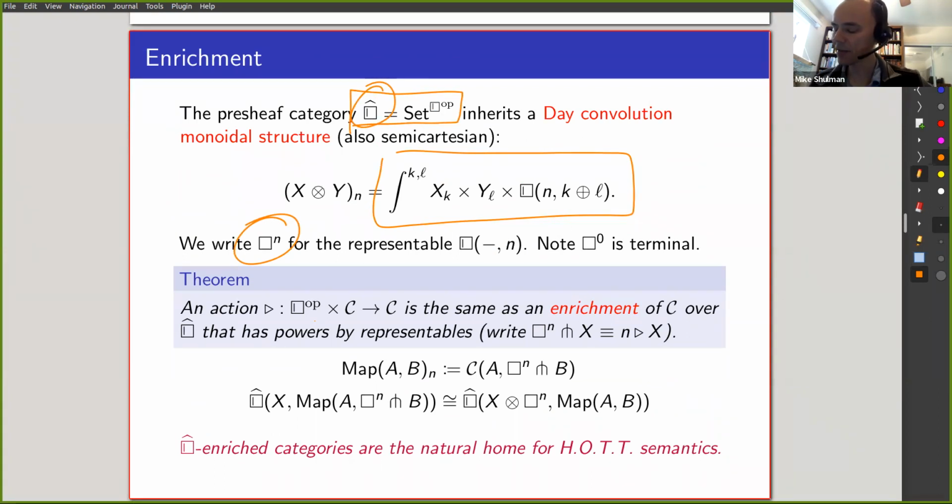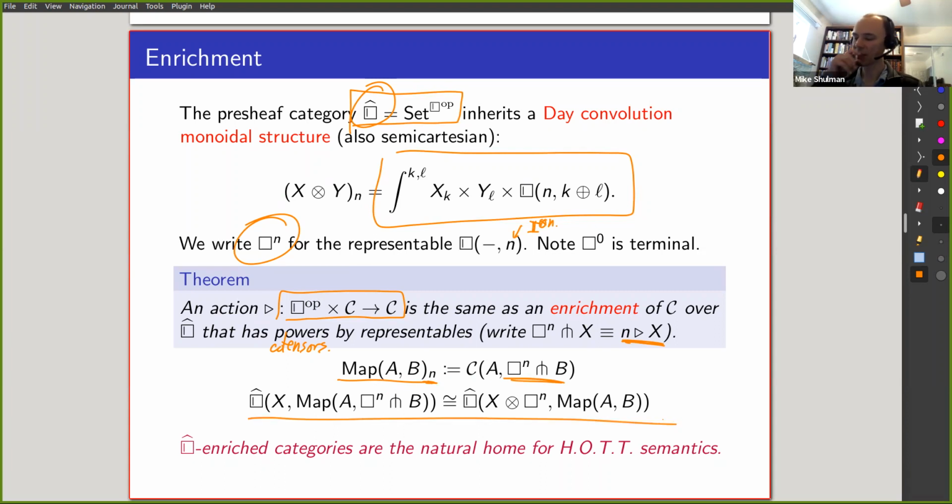And then it turns out that to give an action of this cube op on a category C is the same as to give an enrichment of this category C over this deconvolution presheaf category, which has powers or cotensors by these representable objects. And those cotensors, those powers, are in fact these actions of the objects of this cube category here. Sorry, maybe I didn't say what this n was. This n is the n-fold tensor power of the interval. So the way we define this enrichment is that the n cubes in the mapping space are the maps in C into this cotensor by the n cubes, and then here's the universal property of these powers.